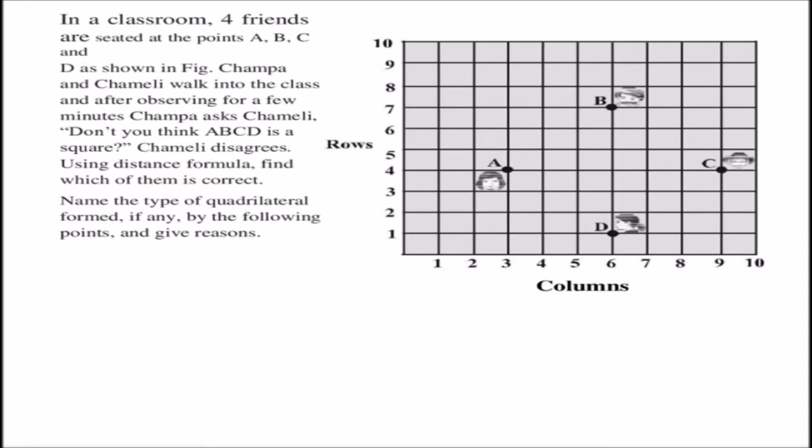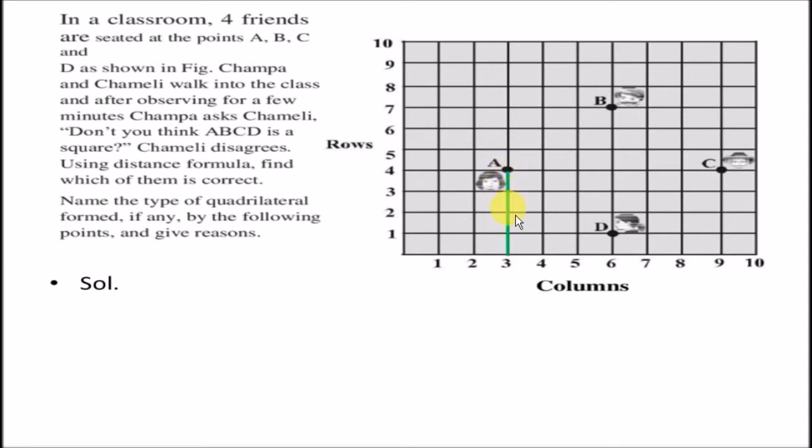We need to name the type of quadrilateral formed, if it's forming any quadrilateral, and we need to give reasons for the answer. The coordinates of the 4 students are not given to us directly. However, the classroom resembles a Cartesian coordinate system, where the columns are horizontally aligned, representing the x-axis, and the rows are vertically aligned, representing the y-axis. So we can find the coordinates of the students using this.